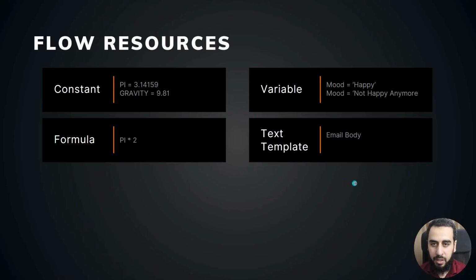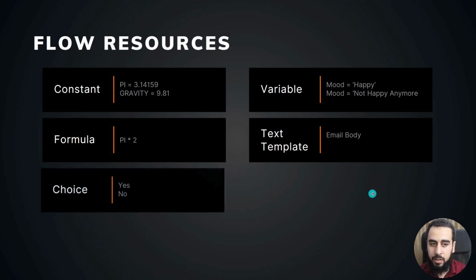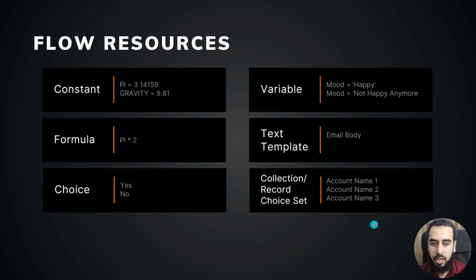We have a text template data type, and this is when you want to create a rich text, something like an email body. And then we have choices. If you were to add a pick list to a screen and you need to add some choices, you would create choice data types. We have a collection choice set or a record choice set, and both of them behave similarly.